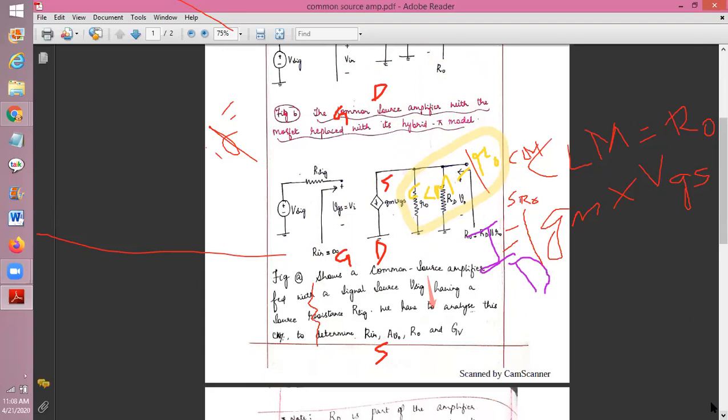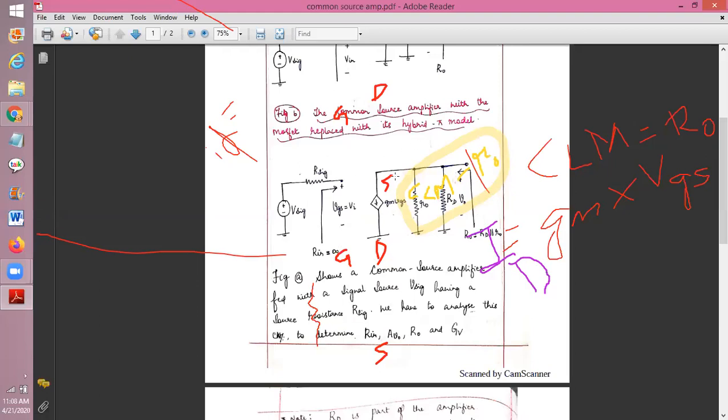Yes, ma'am. Where is the resistance? Where is the resistance R naught? Between drain and source. R naught occurs due to channel length modulation. Okay, good. Now we have to start characterizing.